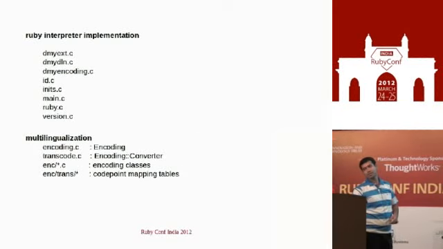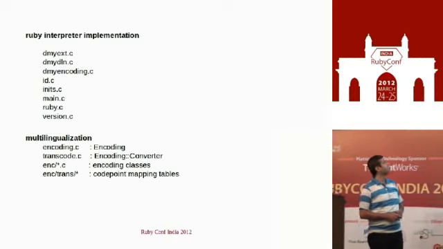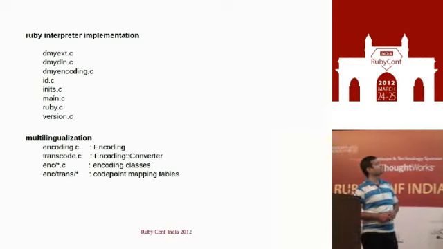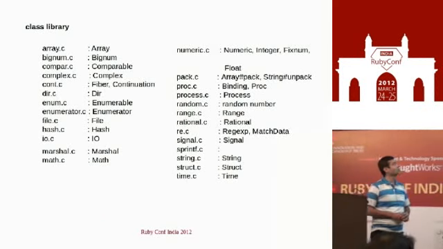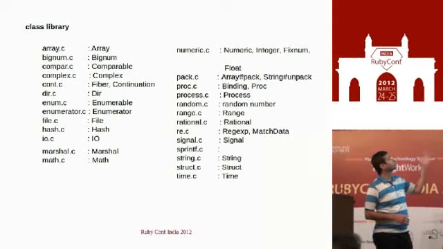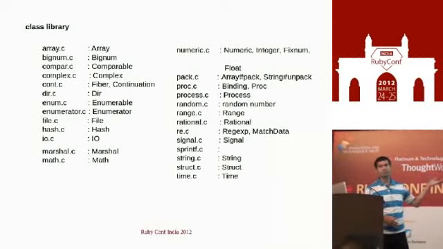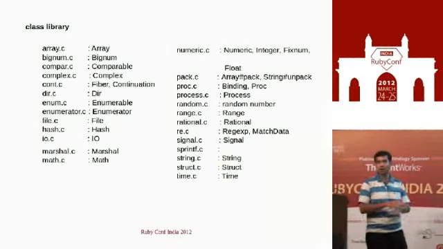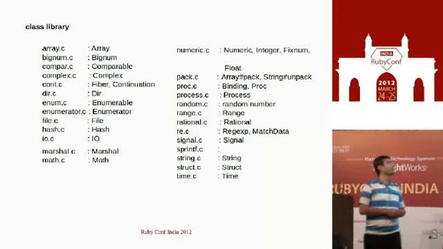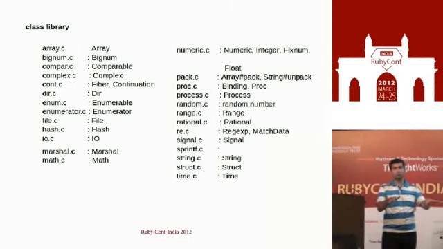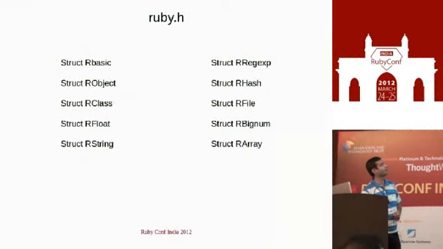The interpreter implementation is available with inits, main, ruby.c, where you initialize your interpreter. This is the multilingualization code, and this is the basic class library. You can notice that array.c maps to Array, bignum.c maps to Bignum. There are many classes that are actually built in C, and we use them as Ruby objects on top. Definitely we will not go into the details, but let's understand.